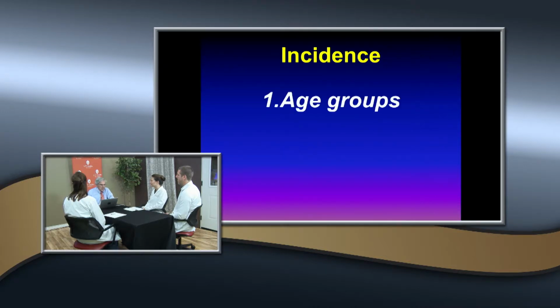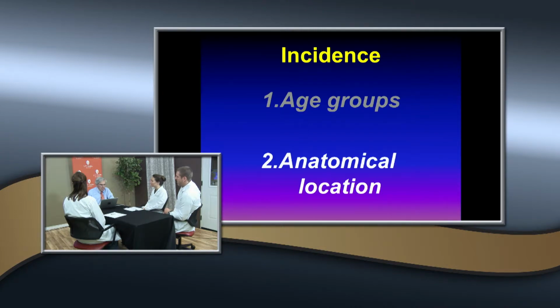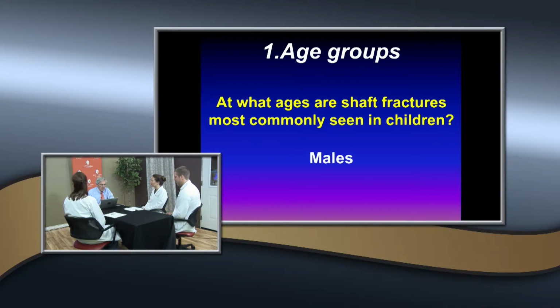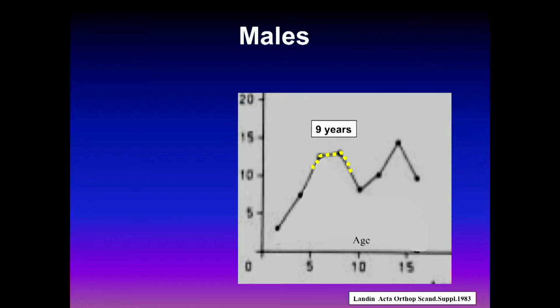Now let's look at the incidence versus age group and the anatomical location. We're going to talk strictly about fractures in the diaphyseal area. At what age do you see diaphyseal fractures in children, in the males? It's a bimodal pattern. You see it early, when they're about 9 to 10 years of age, out playing on the slides and swings and so forth. And then you see it later when they're doing athletics, at about 14, 15 years of age.